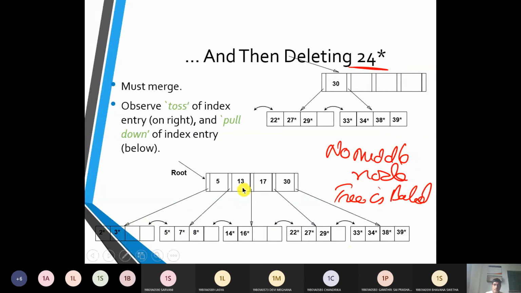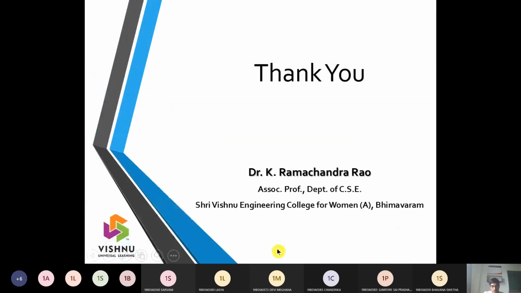Of course, 13 is moved to the top position, and 30 is moved to the root position, because in the root there are some vacancies where node size is equal to 4. So 5, 13, 17 and 30, they are going to be pushed to the root node, and the leaf nodes are with the entries, and all the nodes are going to be interconnected with one another.